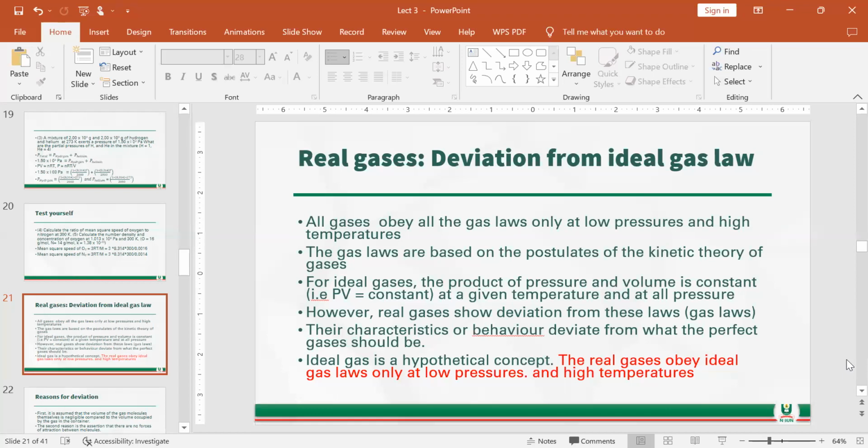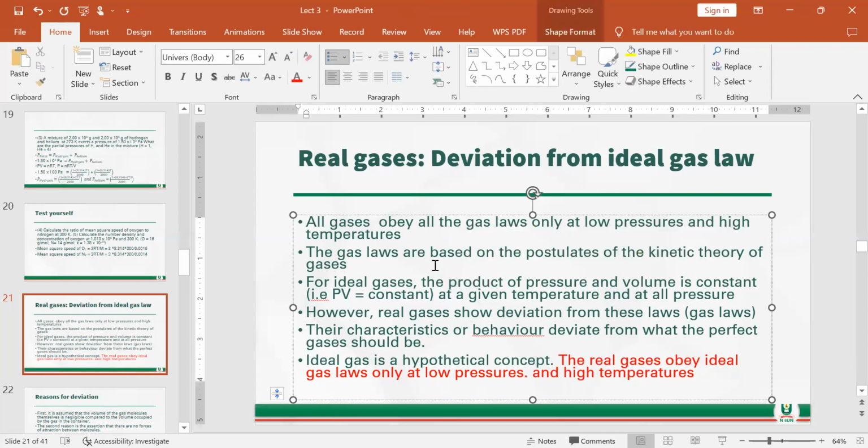The gas laws are based on postulates of the kinetic theory of gases. For ideal gases, the product of pressure and volume is constant. That means PV is always equal to constant. Why do you say so? If PV is equal to constant at a given temperature, that means the formula you know for the ideal gas law, PV is equal to nRT. At any given temperature, the value of n, the number of moles, is the same, and R is a constant. So the product PV is equal to constant for ideal gas.